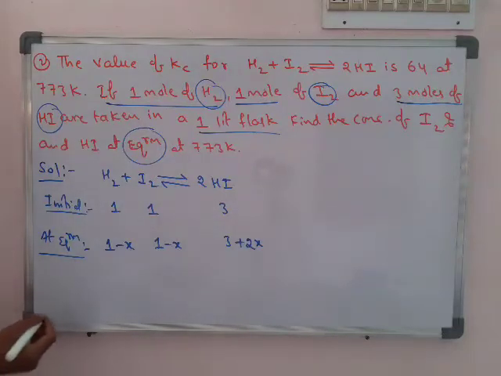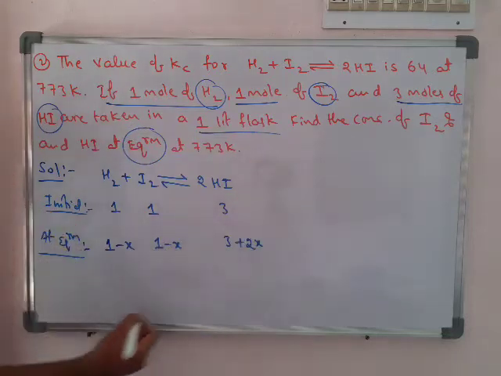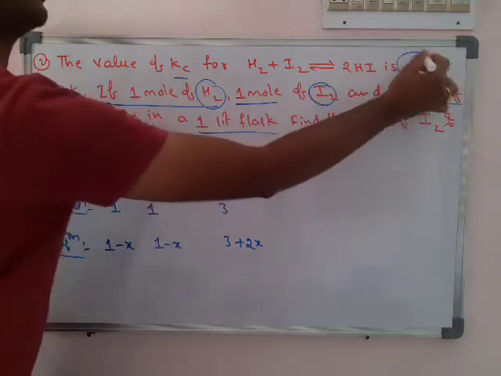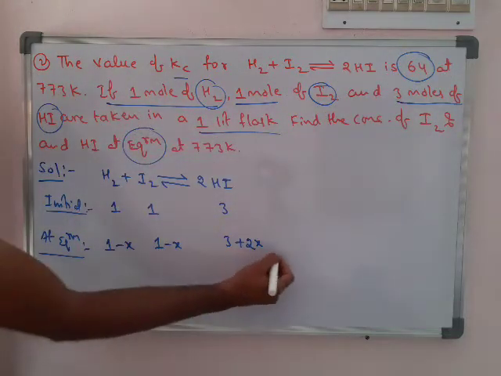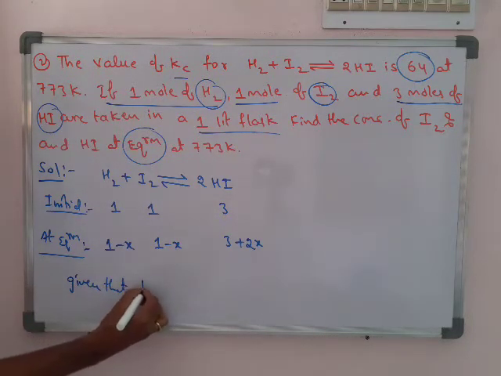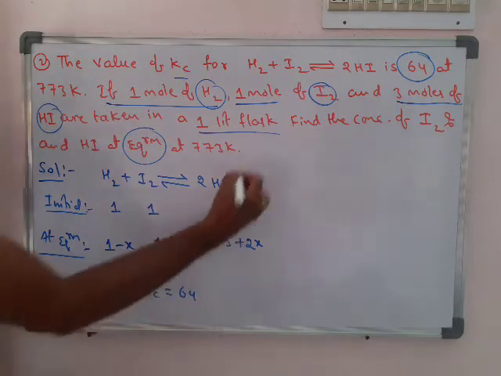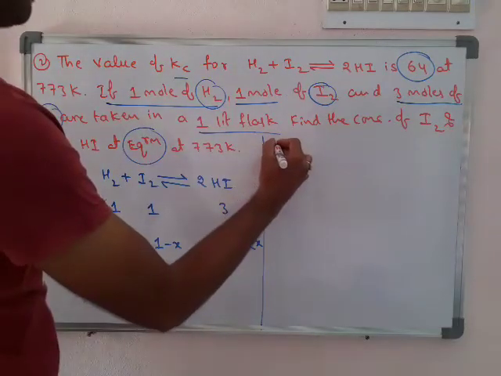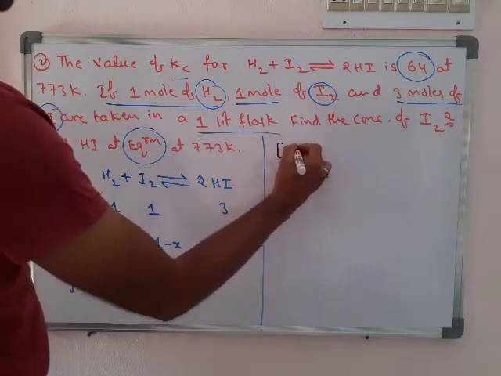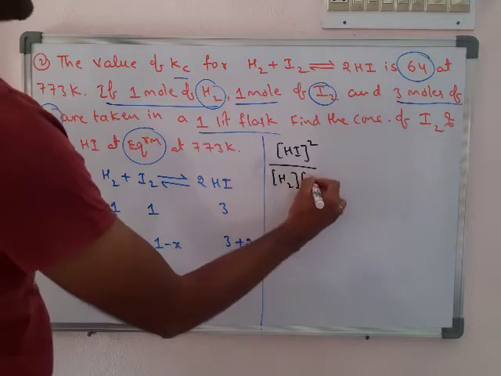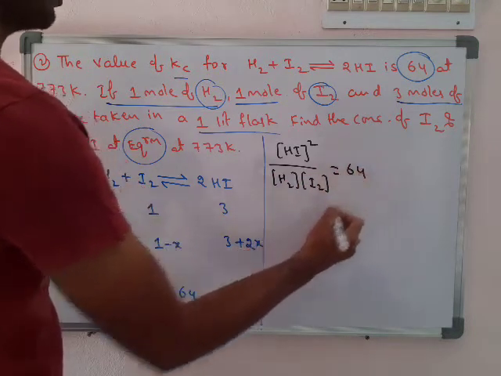So now we have to write the Kc. The clue given is that Kc for the reaction is 64. The only difference in this problem is taking this plus 2x. So given that Kc is equal to 64, we can write Kc equals 64, which means the HI concentration squared divided by H2 concentration times I2 concentration is 64 at equilibrium.